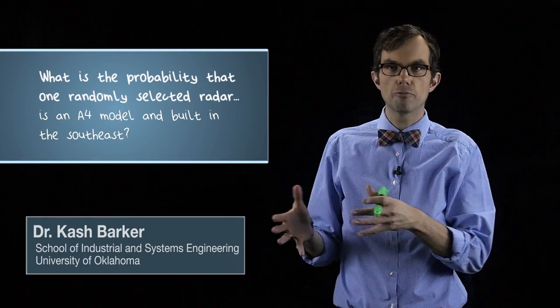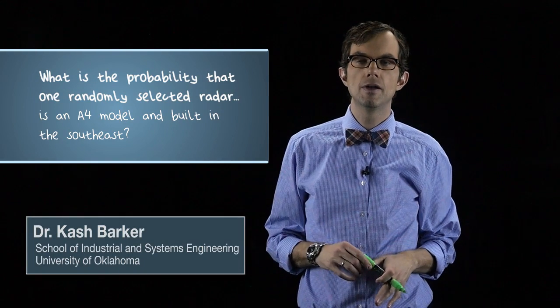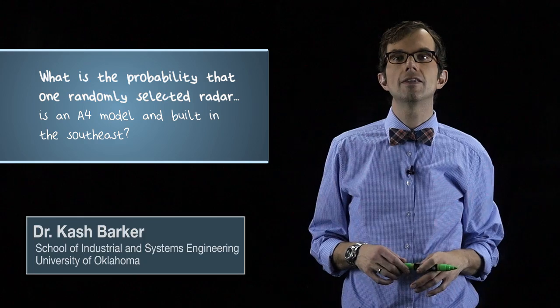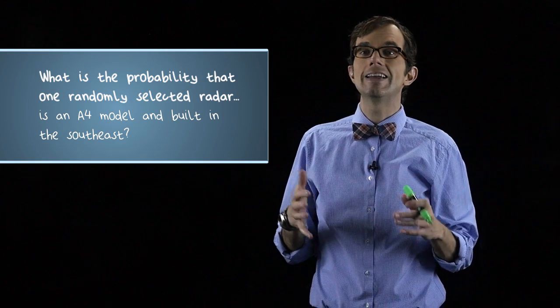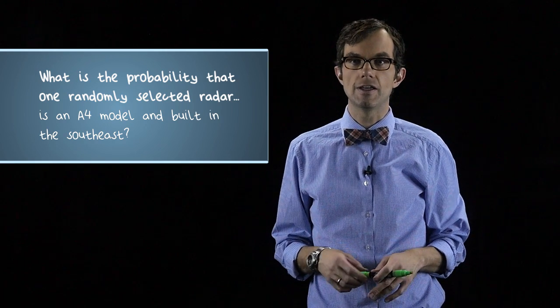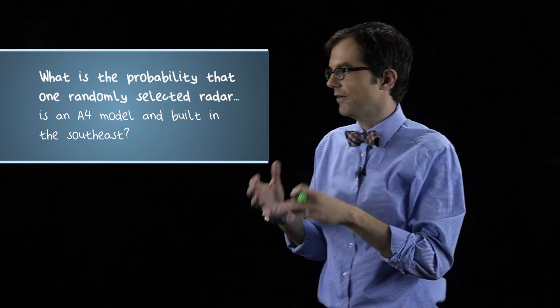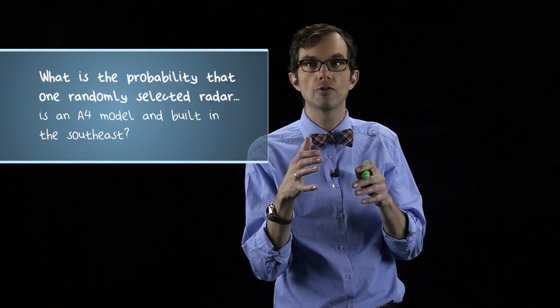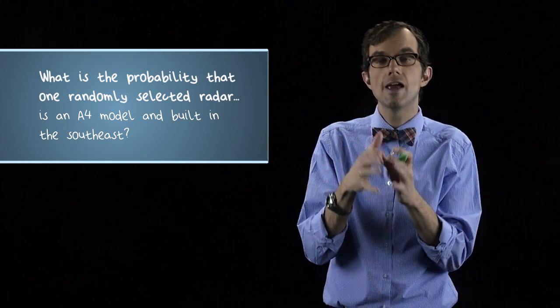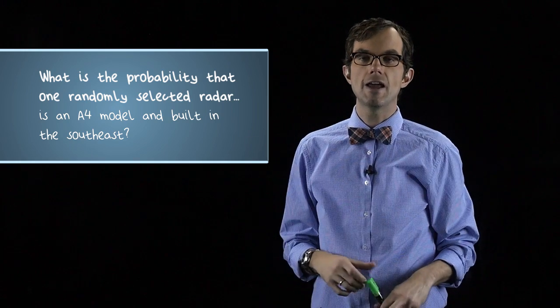Now we select another randomly selected radar, and we want to know what's the probability that it's an A4 model given that it was built in the southeast. Okay? An A4 model if it was built in the southeast. So what we've observed is that it was built in the southeast. Now, what's the probability that it's an A4 model?